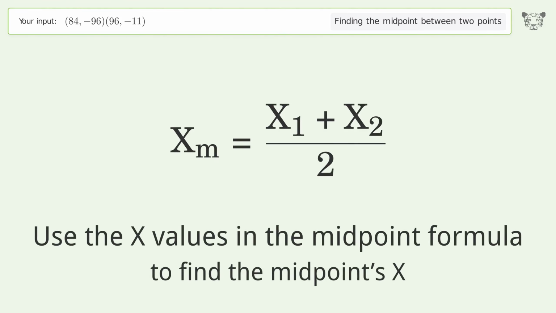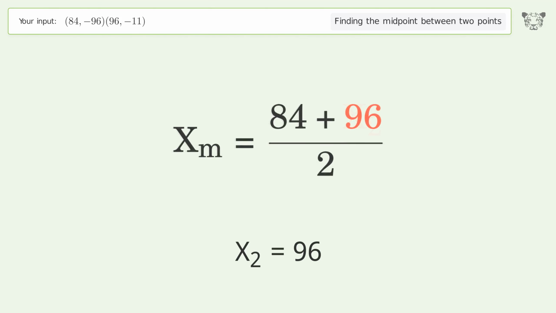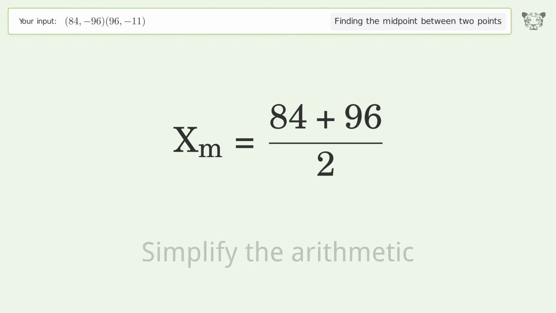Use the x values in the midpoint formula to find the midpoint's x. x1 equals 84. x2 equals 96. Simplify the arithmetic.